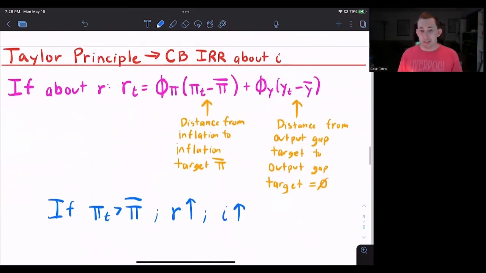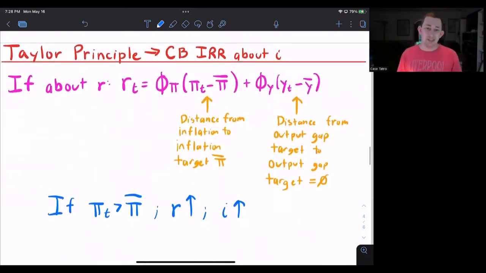We also have a Taylor principle. Taylor principle says that the central bank could have an interest rate rule. It could be about R, it could be about I. This is the interest rate rule where we have some values phi pi and phi y, where y is the output gap, or the difference between the output today and the target. And pi t minus pi bar is the distance from inflation to the inflation target.